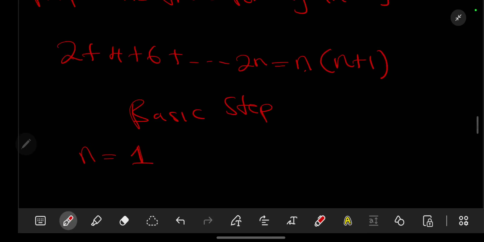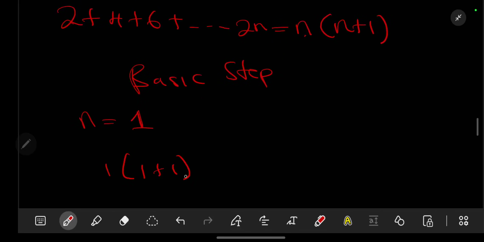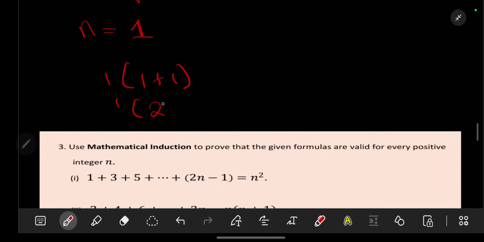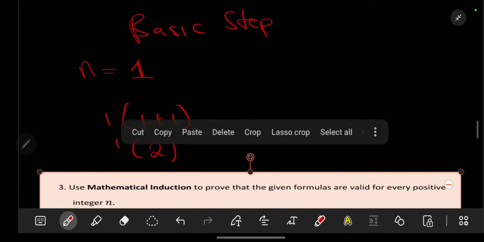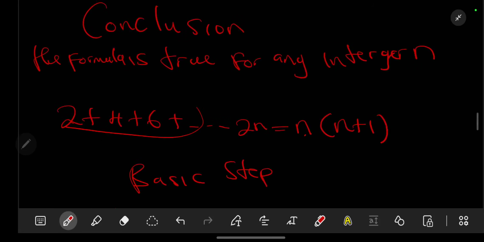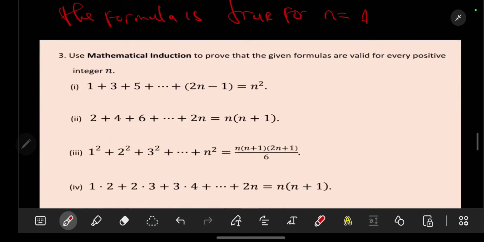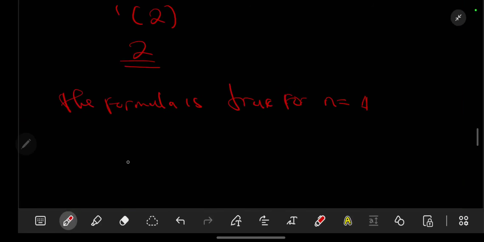So you have, where there is n, you are going to put your 1 open brackets 1 plus 1, which will give you 1 times your 2. So 1 plus 1 is 2. Then after doing that, you are going to find out that this is going to give us a value that is equivalent to 2, which is the same as the number here. So after the basic step, you can say that the formula is true for n is equal to 1. So after doing that, you are going now to go to the inductive step.